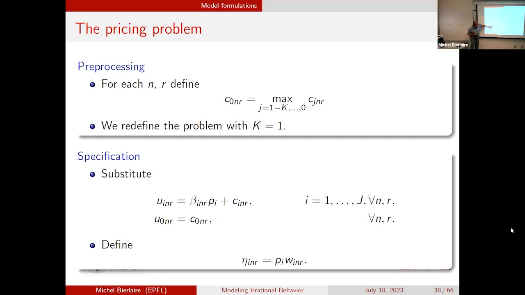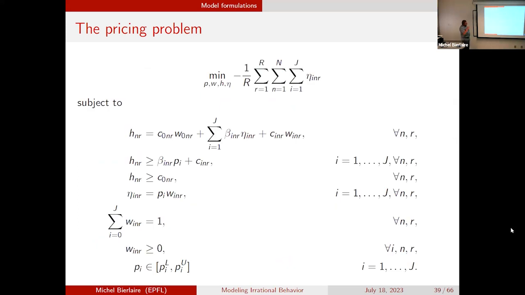So now I have this specification. For my alternatives, it's like before, and now I have this opt-out option. So this reduces the size of the problem. And now I will explicitly substitute these quantities in my specification. And then I will capture the nonlinearity by a new variable, eta_inr, that will be the product between the P and the W. It's the contribution to the revenue for alternative i, individual n, and draw r. And then I obtain this.